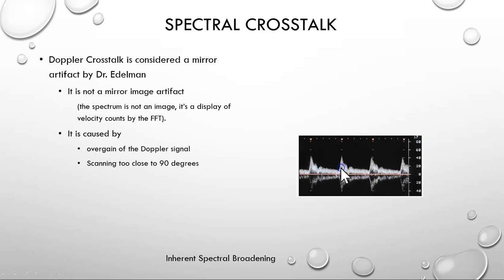A unique artifact that occurs only with spectral Doppler is called spectral crosstalk. Now, Dr. Edelman in his book calls spectral crosstalk a mirror artifact. It is in fact not a mirror artifact because there's no central reflector causing the display to be reflected below the baseline. This is actually caused by an overgain of the Doppler signal or scanning far too close to 90 degrees. When you get close to 90 degrees, you get something called inherent spectral broadening, and this can occur and give you the crosstalk artifact.